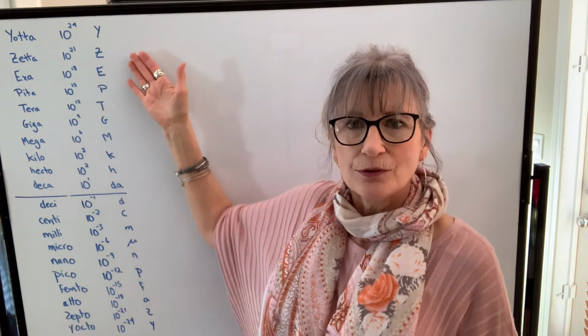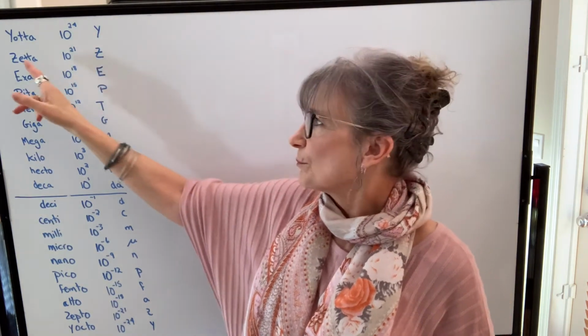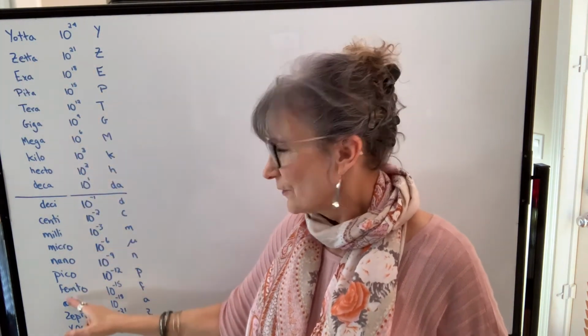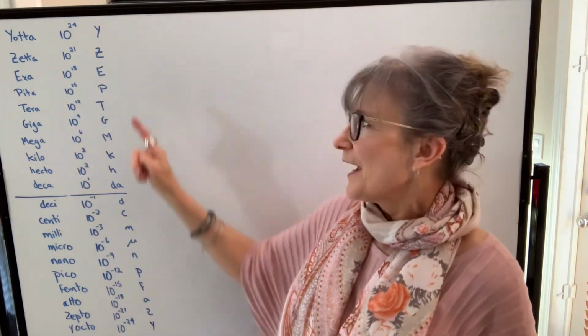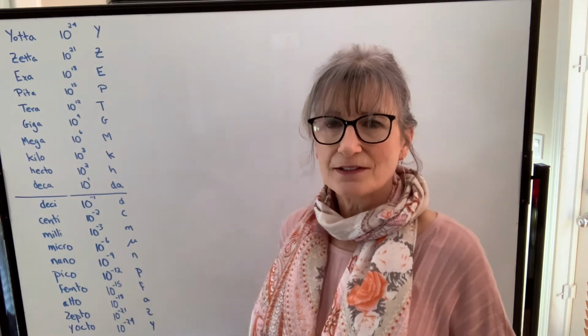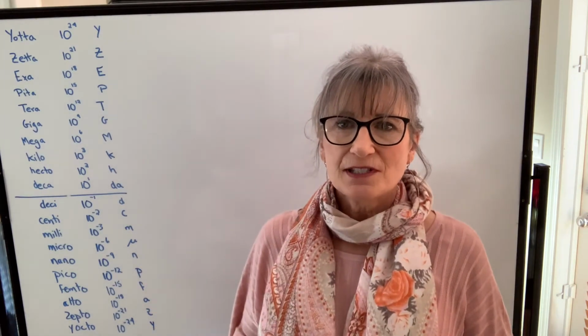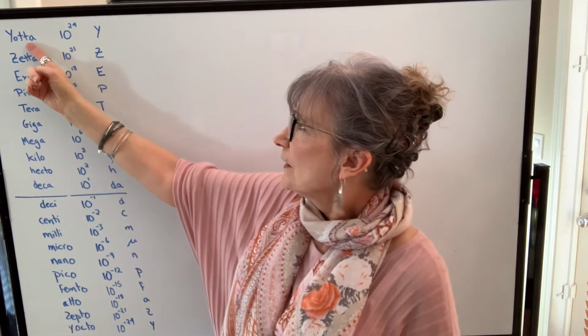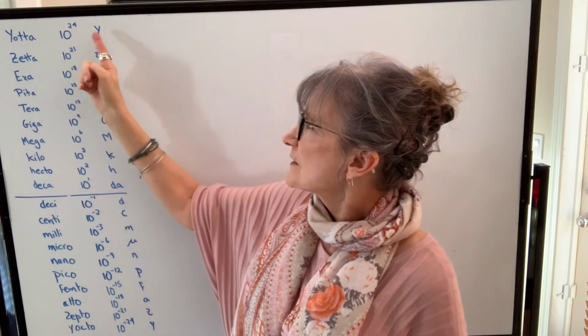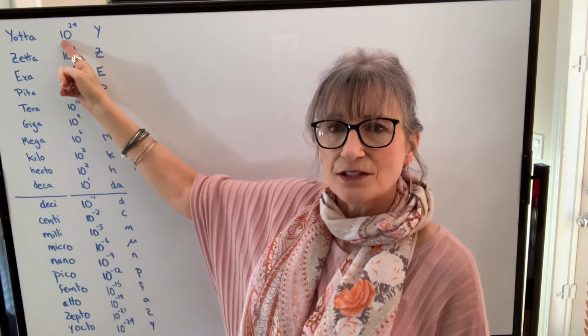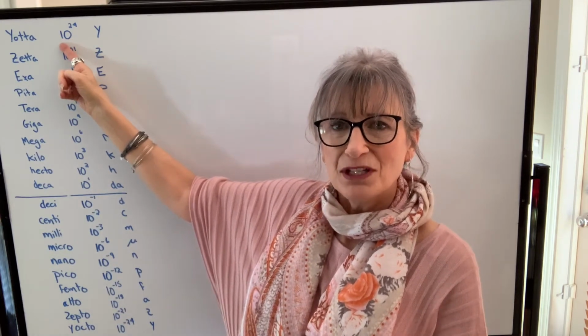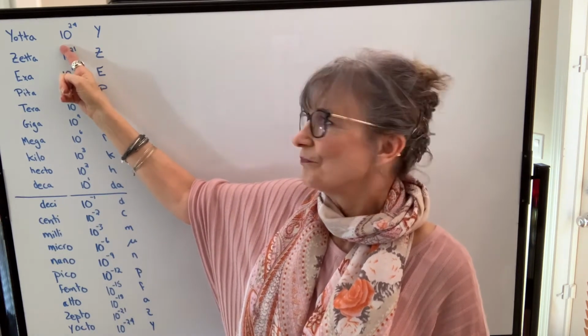This is my table or chart with my metric prefixes. There's 20 of them. The value of each of those prefixes and the symbol for each of those prefixes. If we look at each one specifically, iota, I put a capital letter there because the symbol is a capital Y. Has a value of 10 to the 24. So a iota meter will be 10 to the 24 meters.